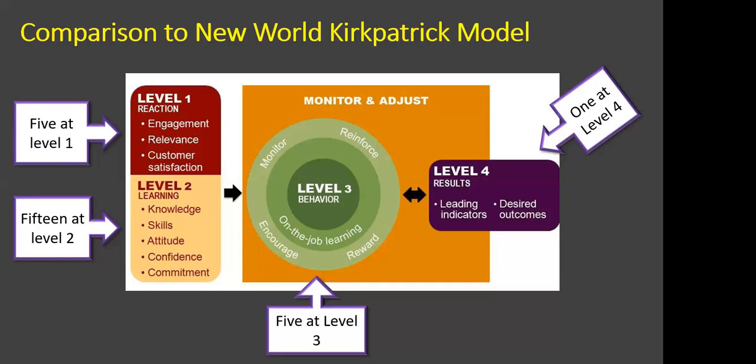So there were 5 articles evaluated at level 3, and 15 at level 2. That's a lot of times done fairly easily with a pre- and post-knowledge test, before the training and after the training. There are scales that look at attitude, confidence, and commitment. So we found 15 articles at that level.